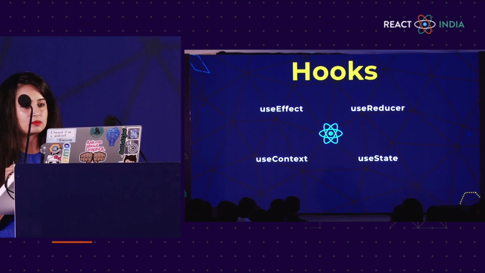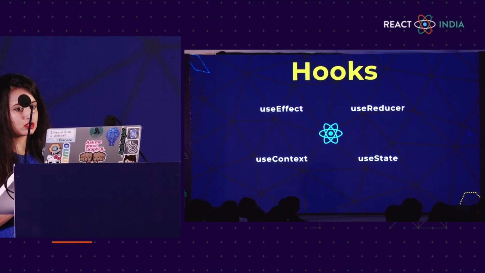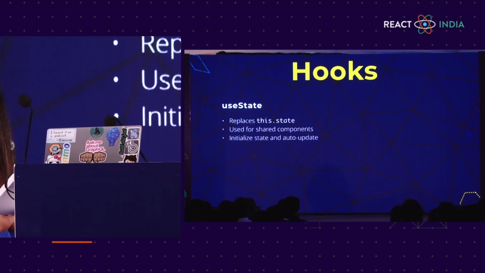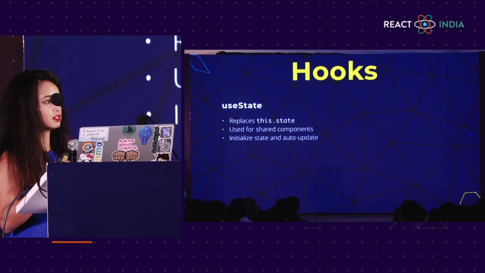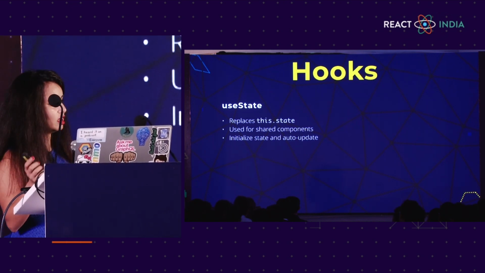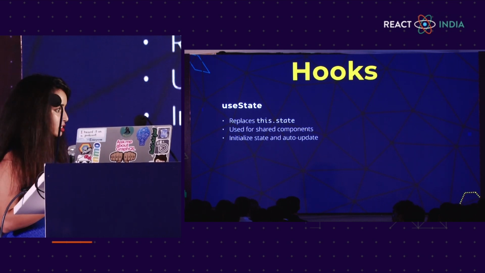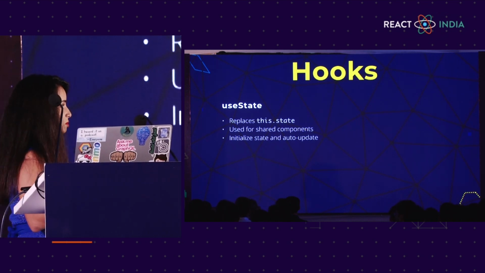So today I'm going to talk about 4 major hooks: useEffect, useReducer, useContext, and useState. So let's first talk about useState. This is similar to this.state in class components. It is used for updating the state, getting data from the state. It's equivalent to setState in classful components. It is used to initialize state and auto-update the state.